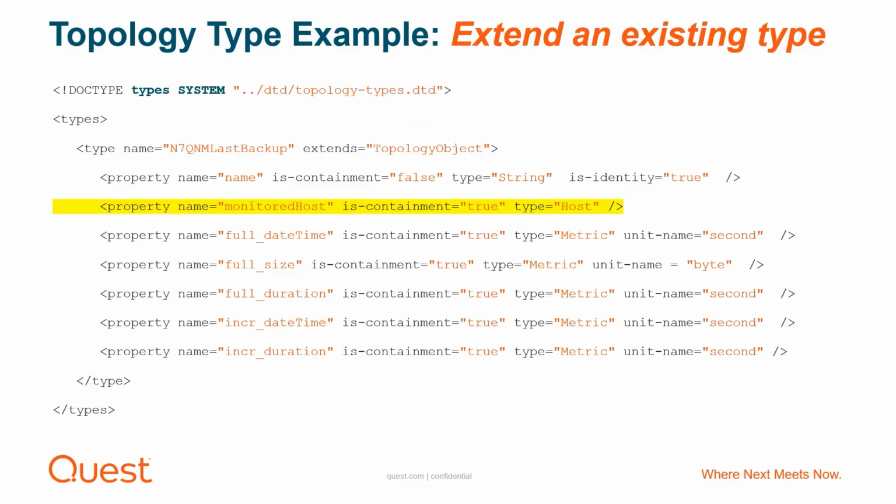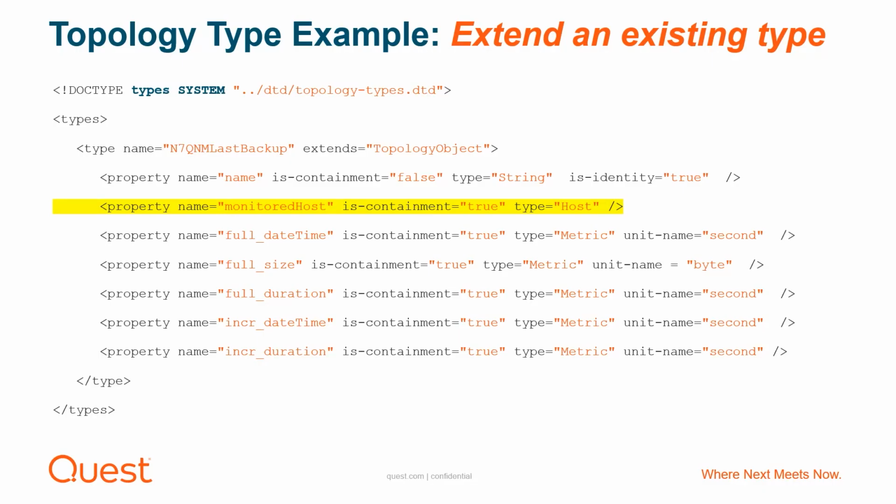Here's my example of extending an existing type. And so I'd have my doc type and the information about that. And it's a topology type, and I'm going to extend that. And I've got N7QNM last backup as the name of this particular topology object. And you see, the first thing I do is define the name. I got to have a name. Always have to have a name. It's a string. Now, the next line that's highlighted there is kind of the magic in this. You see, what I've done there is I've put in the monitored host, and I've given a name monitored host, and it's type host.